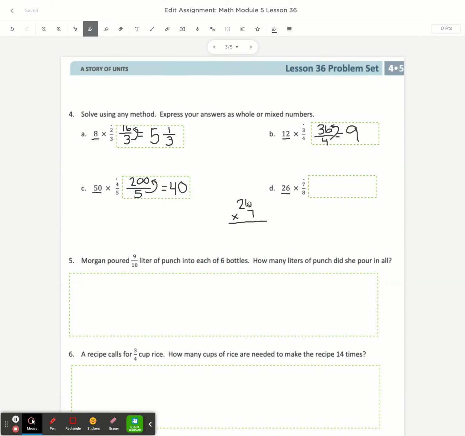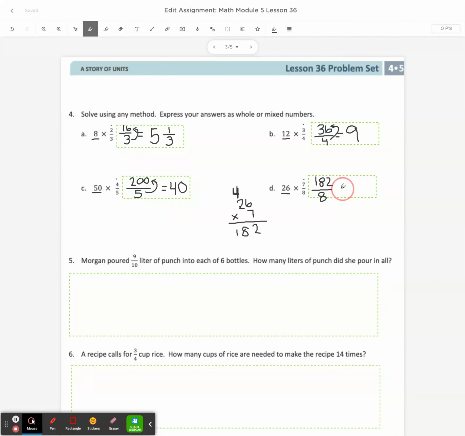So 7 times 6 is equal to 42. So I'm going to write the 2 and carry the 4. And now I'm going to go ahead and do 7 times 2, which is equal to 14, but I have to add in that 4 that I carried over, so 14 plus 4 is equal to 18. So now I can say 26 times 7 is equal to 182, and I'm keeping my denominator the same at 8.